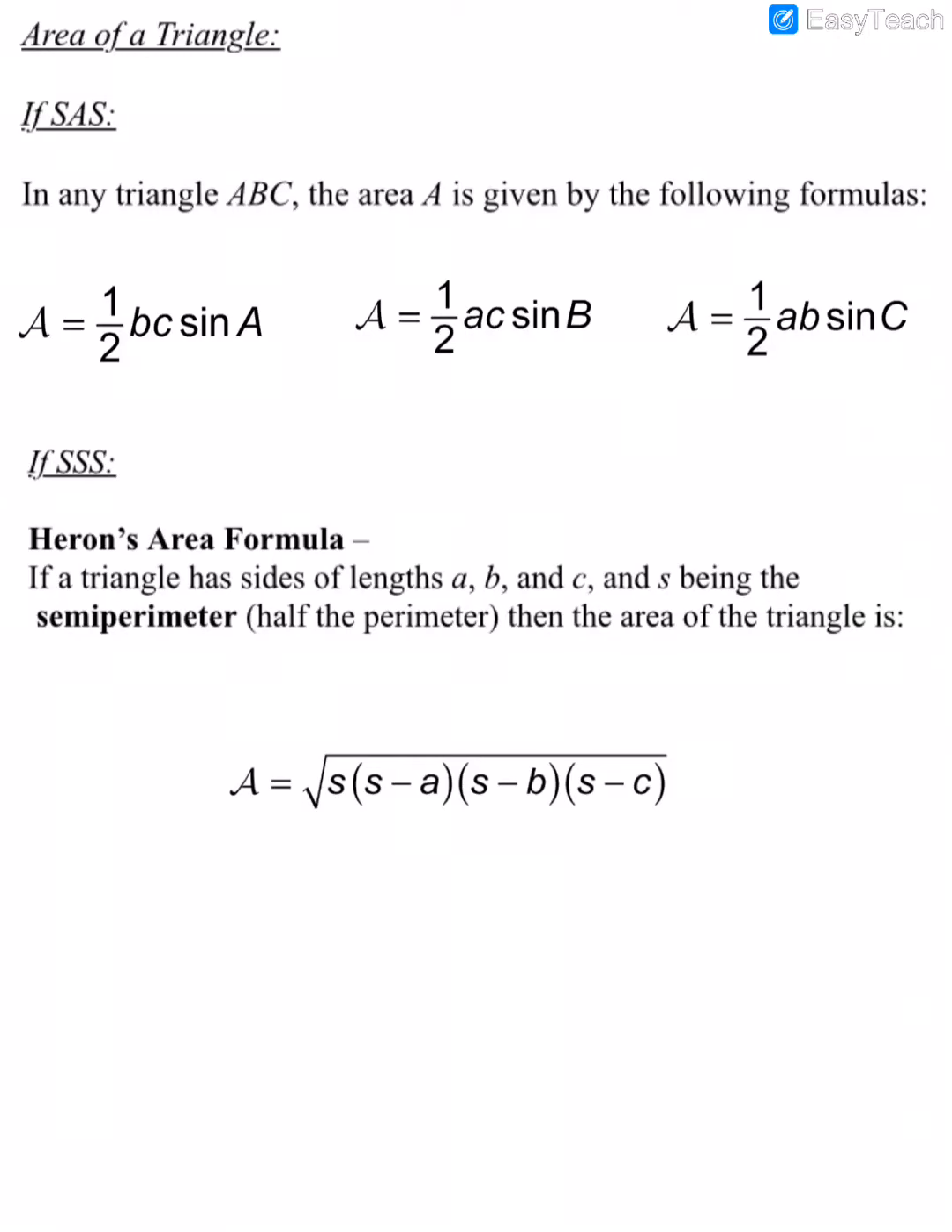If we're given all three sides, then we use Heron's formula. And in Heron's formula, we plug in all the sides as A, B, and C, but we also have to have S, which is called the semi-perimeter, or half the perimeter. And so all we do is we take A, B, and C and add them together and divide it by 2 to get S.